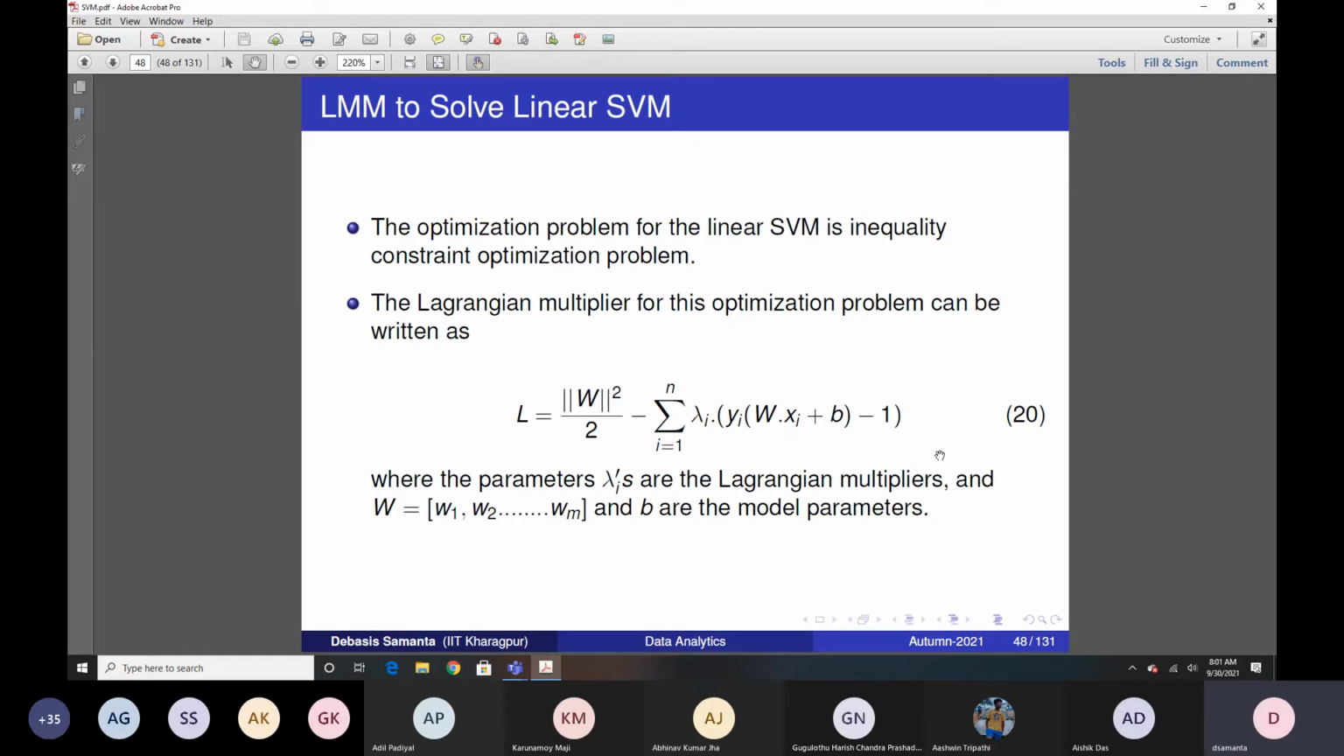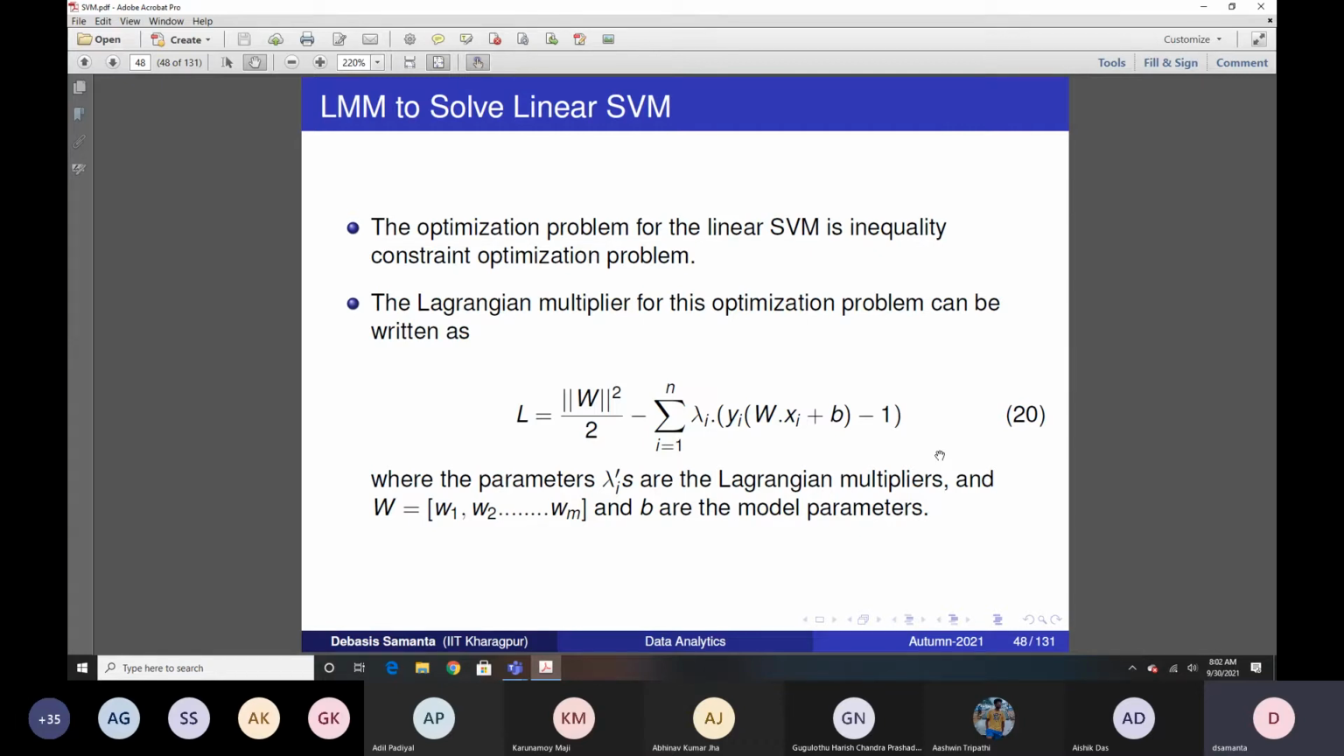So the principle is that we have to search for a maximum margin hyperplane. Now, how can this maximum margin hyperplane be searched out of infinite hyperplanes possible? Then there is a method, and this method is called the Lagrangian multiplier method. The Lagrangian multiplier method is mainly used for solving optimization problems.